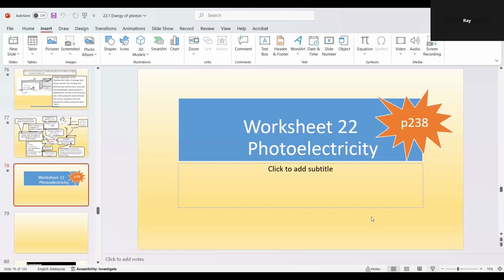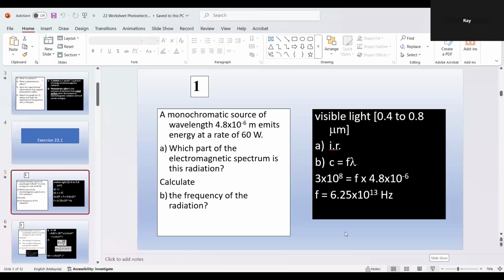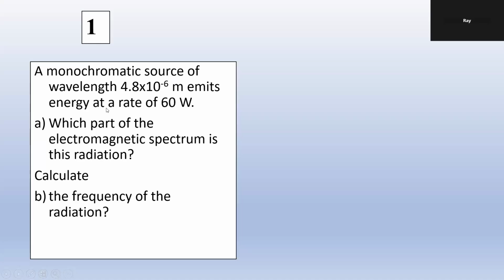Monochromatic source of wavelength, that one emits energy at a rate of 60 watt. What part of the electromagnetic spectrum is this wavelength?